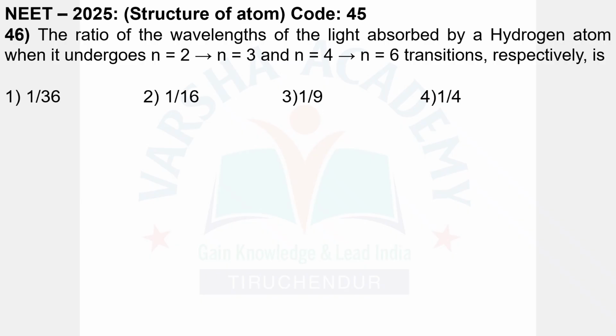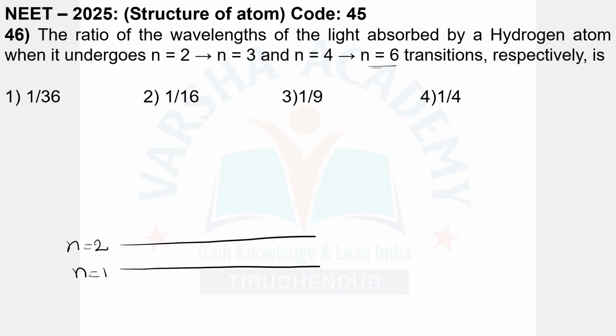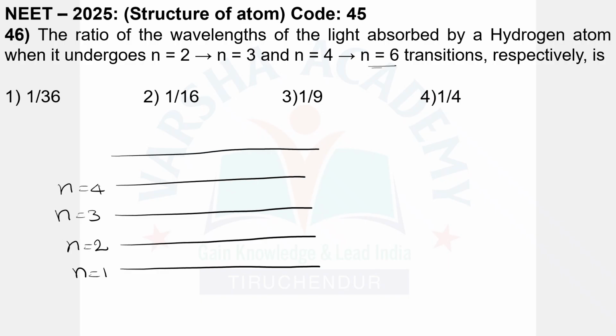In that question, they discuss the energy levels. We know each atom has infinite energy levels, but in this question they use the maximum energy level as 6. So I draw only the 6 energy levels. This is the first energy level, n is equal to 1. Then the second energy level, n is equal to 2. The third energy level, n is equal to 3. The fourth energy level, n is equal to 4. The fifth energy level, n is equal to 5. And the sixth energy level, n is equal to 6.